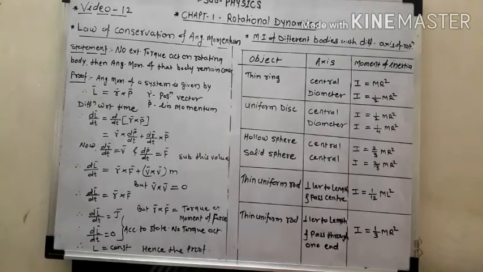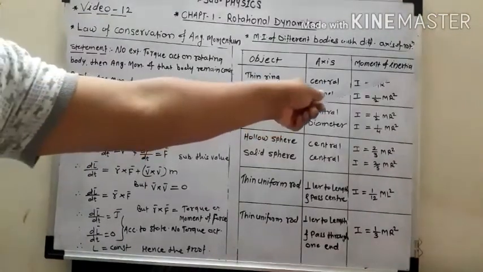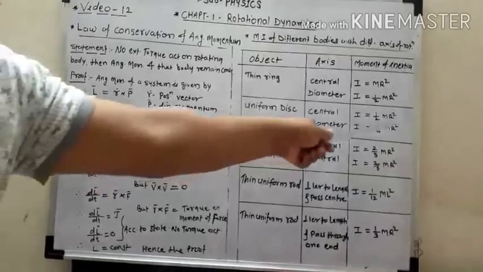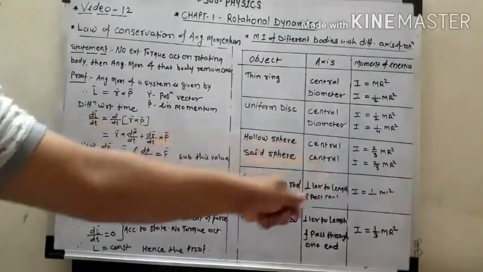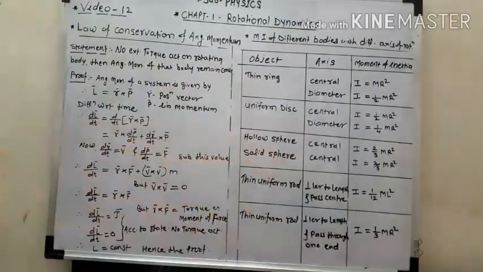Also, you can give an assignment on this table. You can draw the diagram for the ring, uniform disc, sphere and rod, and also find out the radius of gyration. For example, you know that the radius of gyration is given by k is equal to under root I by m. Then instead of I, you can substitute: for the ring mr square, for the disc 1/2 mr square, for the sphere 2/3 mr square. Divide throughout by m and take the square root, then you can find the radius of gyration.